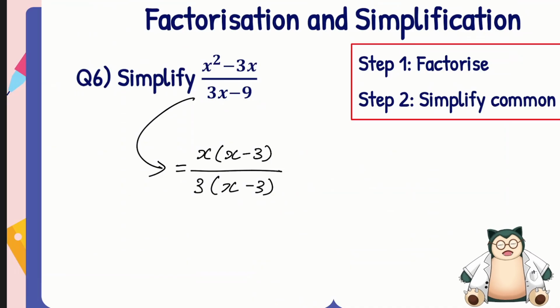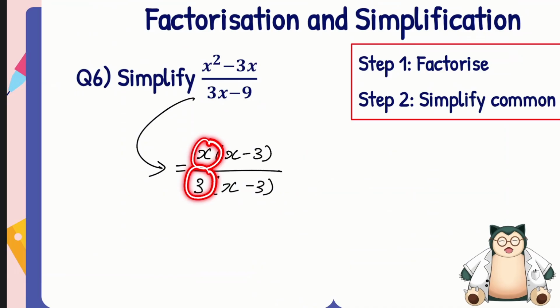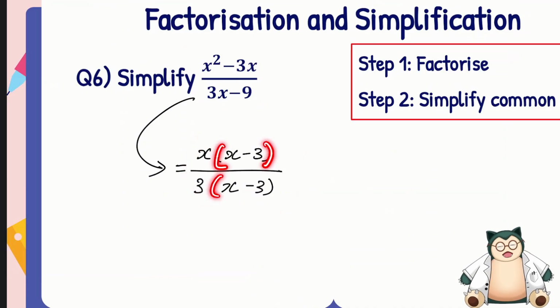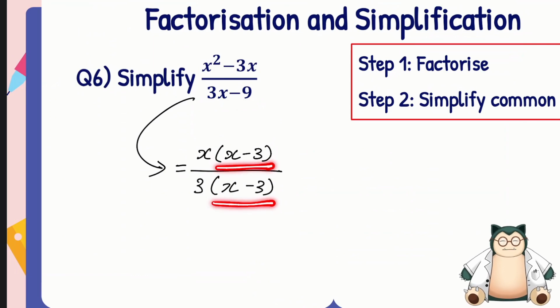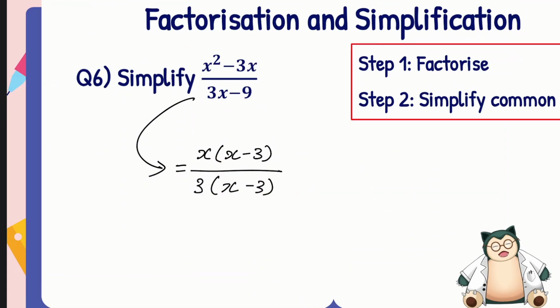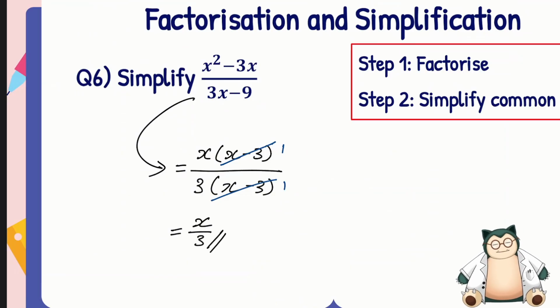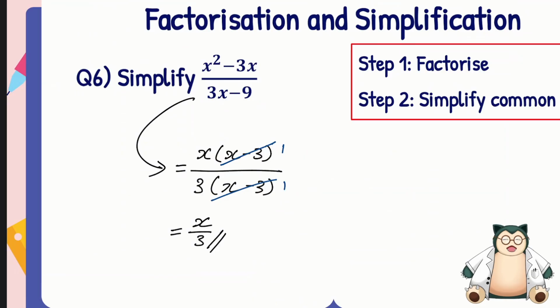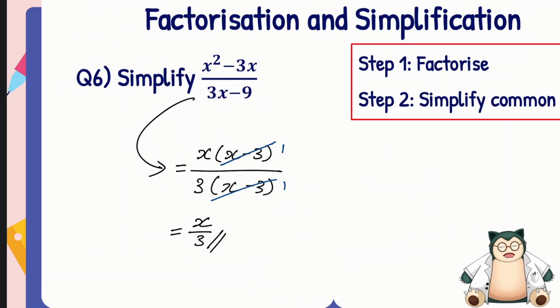For this question, you'll notice that we are not simplifying the term that we factorized out, but rather the term that is in the brackets. So now we have a common term of x minus 3 in the top and bottom. We can simplify that, which gives us a simplified fraction of x over 3. Just to note, we don't always have to simplify the term on the outside of the bracket. Sometimes, if you have common terms within the brackets, we can also simplify them.